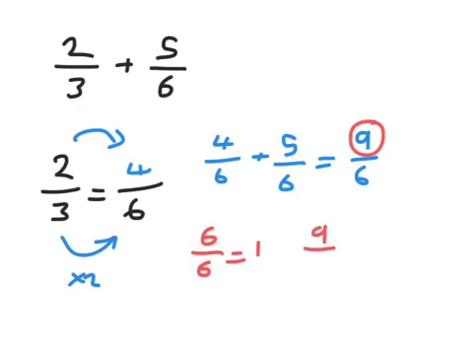So 9/6 is the same as having 1 whole, 6/6, and 3/6 left over, so that's 1 and 3/6. But for most answers, unless it asks you to write it in its simplest form, or to write it as a mixed number, 9/6 will actually be an acceptable answer to this question.